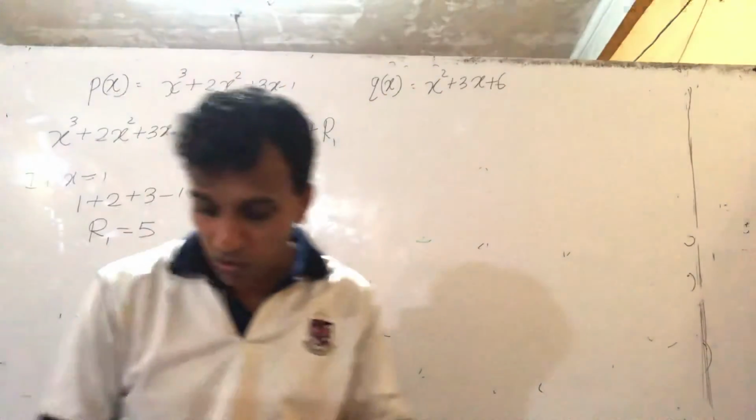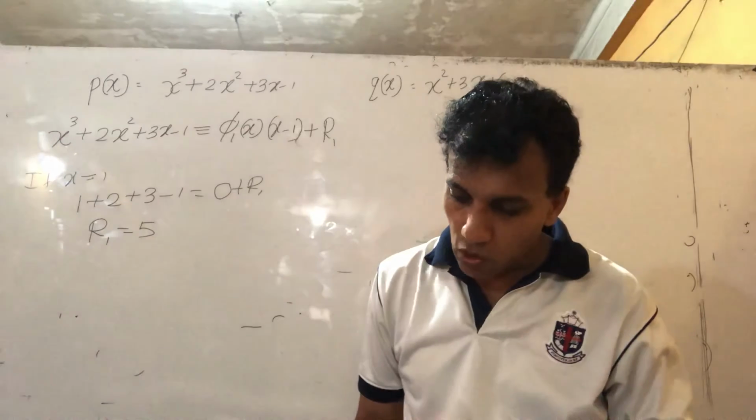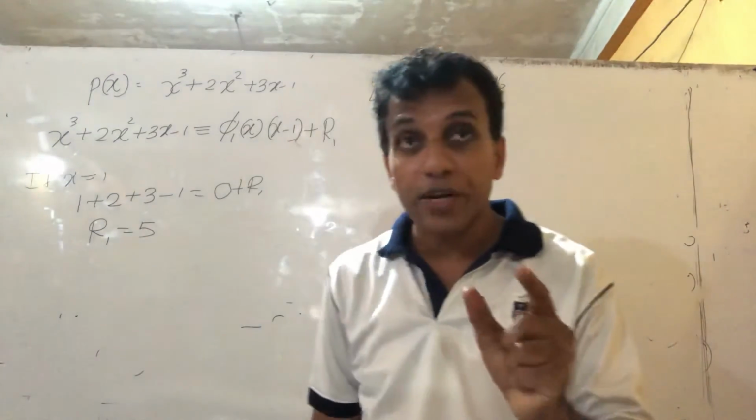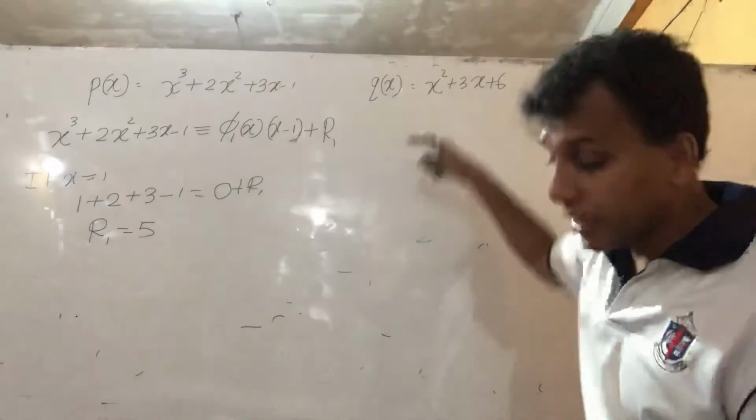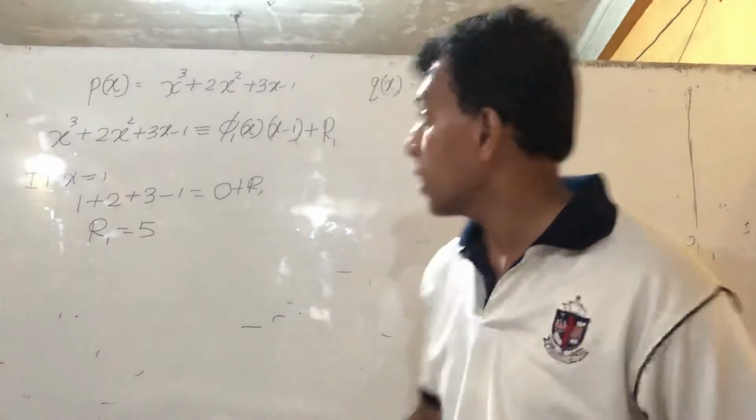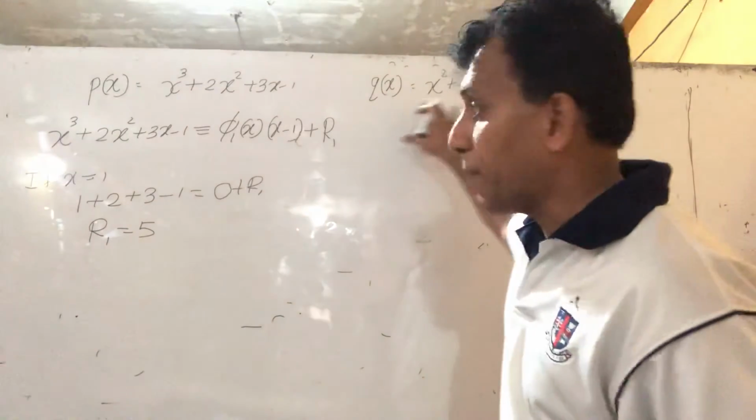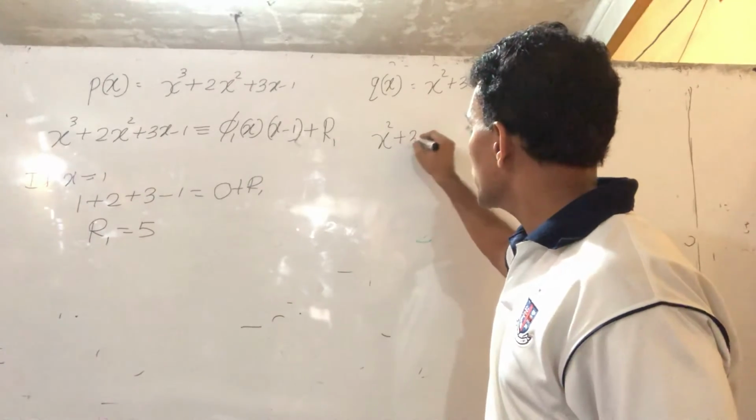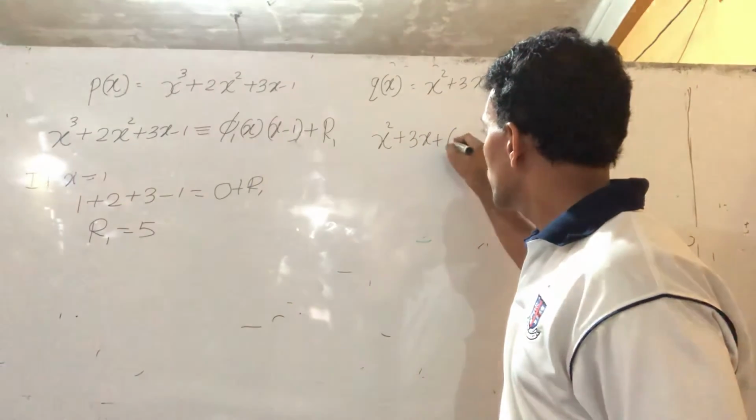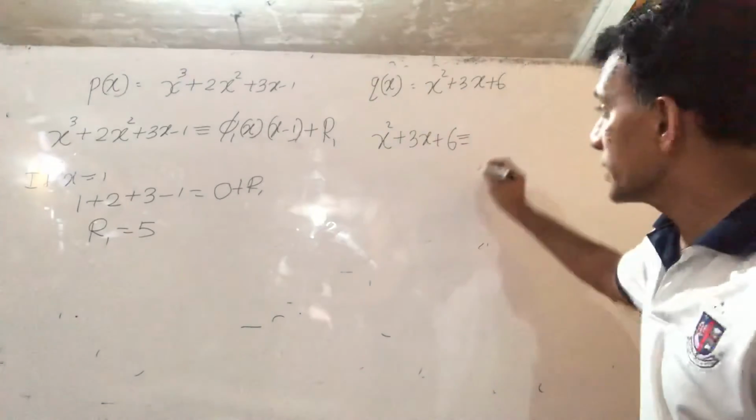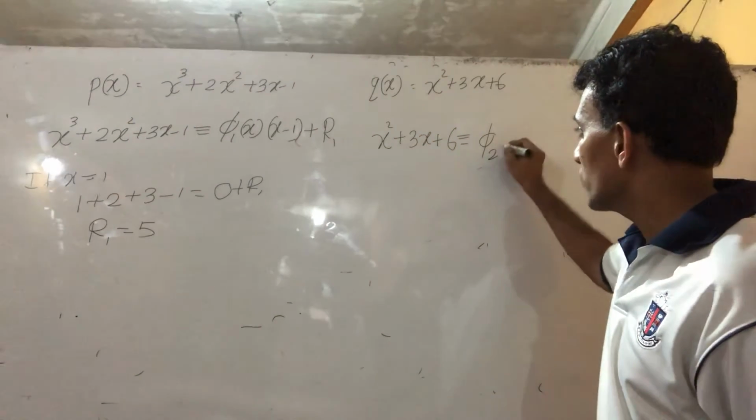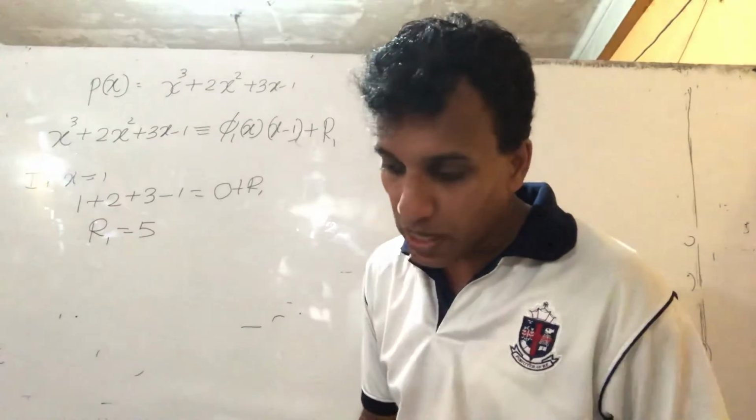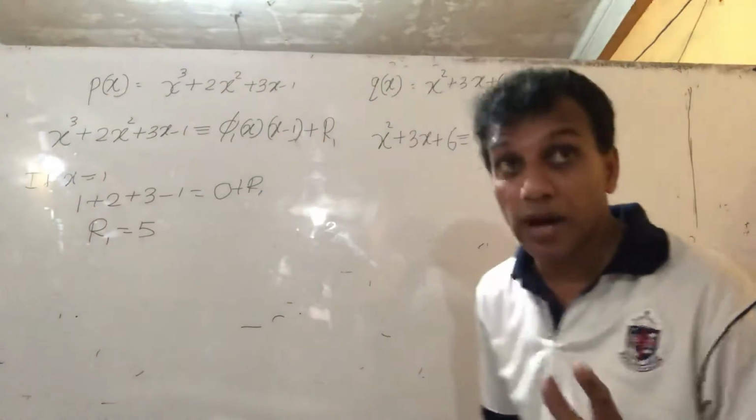So that is okay. Further they ask, also show Q(x) divided by x minus 2. Find the remainder. This is divided by x minus 2, right? So we can write the same pattern. x squared plus 3x plus 6 can be shown as answer into divisor, x minus 2, x minus 2.